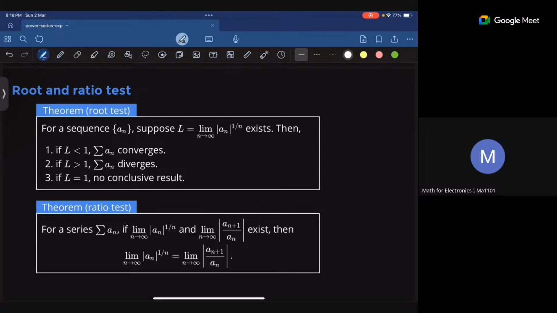Can you cross check? It's on 5th March, no? It is on 5th March. Yes, sir. It is on 5th March. Yeah, yeah.